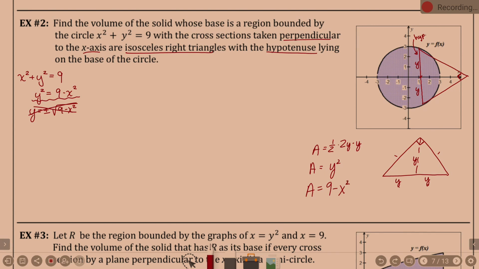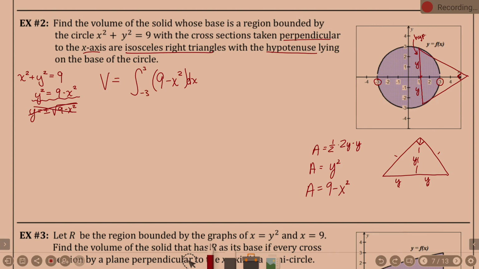Okay. Let's get our volume set up here. Volume. We are integrating area. What is my area? 9 minus x squared dx. On what boundaries? Negative 3 to 3. Which ones am I using? The x ones, the left to right, yes? Yes.